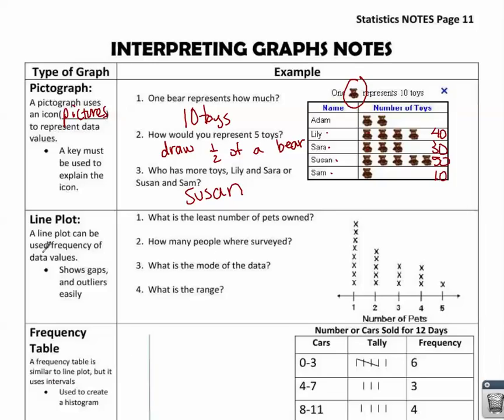A line plot can be used frequently for data values. It'll show gaps and outliers easier than other graphs. Remember, an outlier is something that stands out.